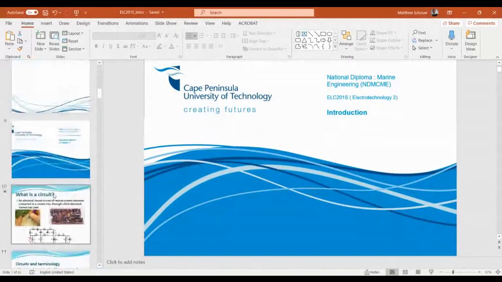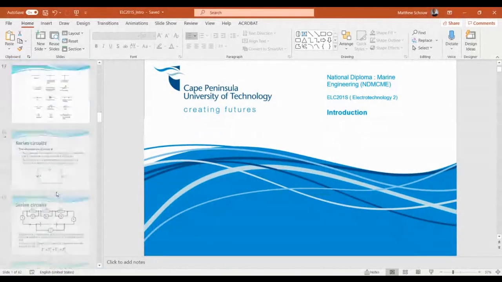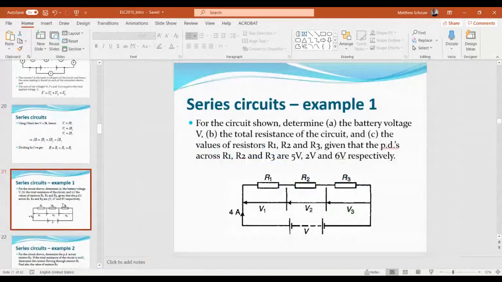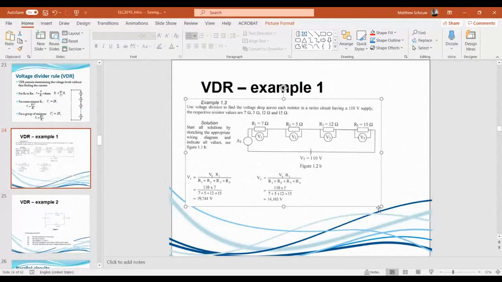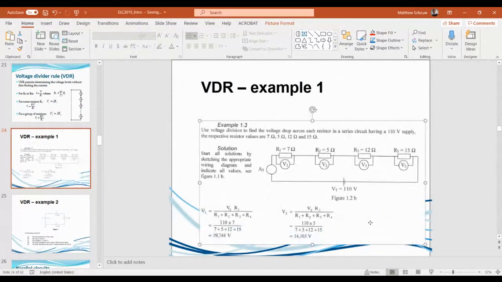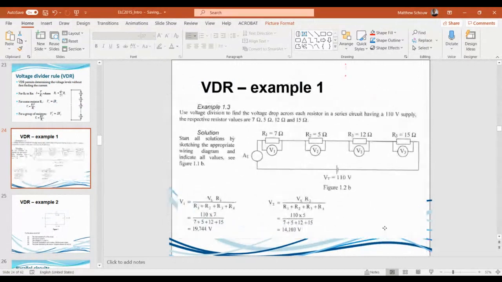So how voltage division works is like this. Treat this as a new technique on how to solve circuits. What we have here is a DC circuit, and voltage division is only applicable to DC circuits, so I'm making you aware of that. You've got 4 resistors, 7, 5, 12, and 15. You've got a voltage source of 110 volts.